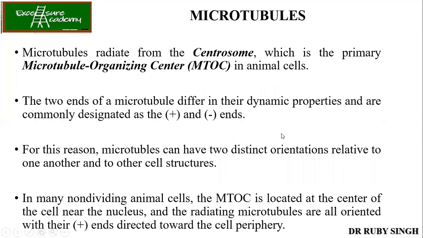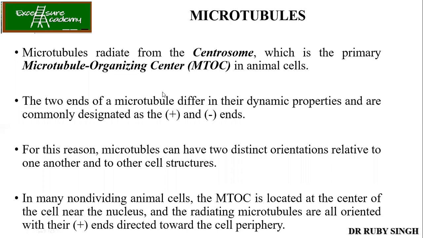Now coming to the microtubules. Microtubules radiate from the centrosome. Where do you see the centrosome? During mitosis inside the cell, right? You see the centrosome from where the microtubules or spindle fibers originate. It is the primary microtubule organizing center in animal cells.